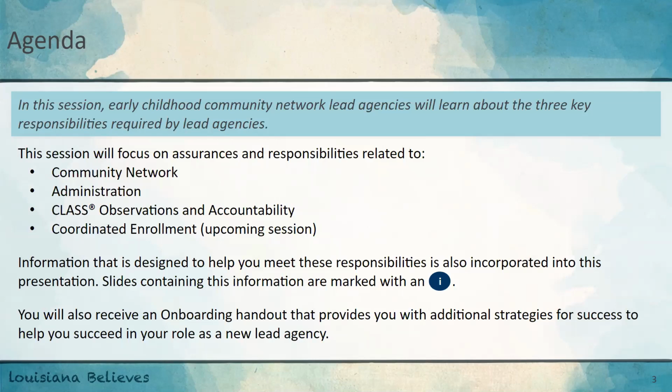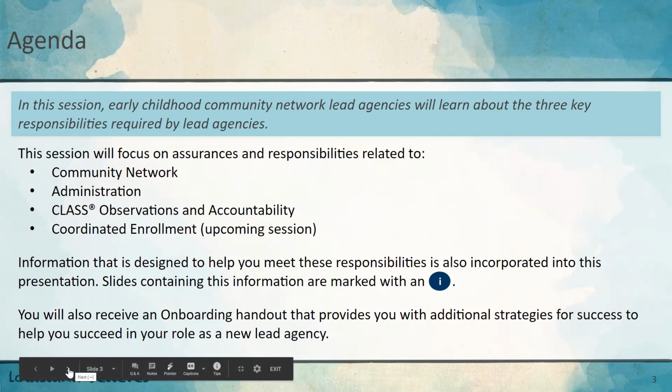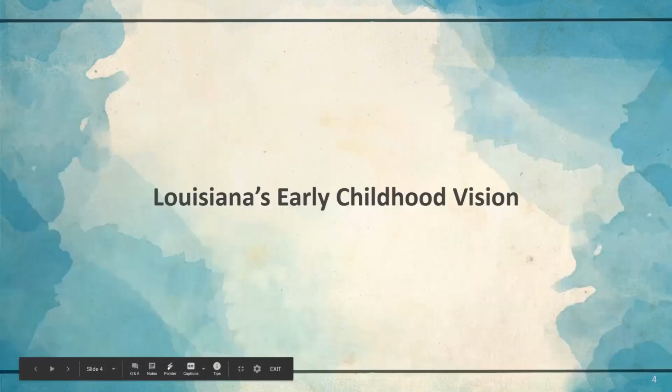It'll be in session 2 where we focus on coordinated enrollment. And just a note to help you as we navigate through these slides: you will see some slides that are marked with a navy circle icon with an I in it. These slides contain additional information that will align with the assurances and responsibilities that we're presenting today. You can go back and refer to this information after the presentation to help you in your lead agency role. You will also be receiving an onboarding handout that will provide you with additional strategies that align with what we're talking about today. All right, you can go ahead and move on to the next slide.